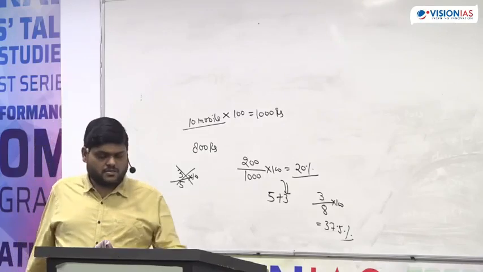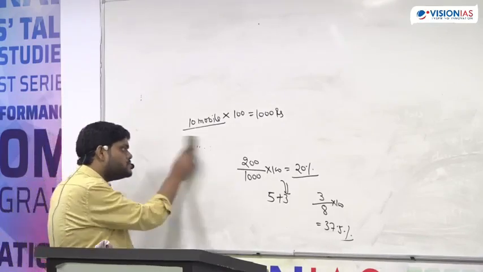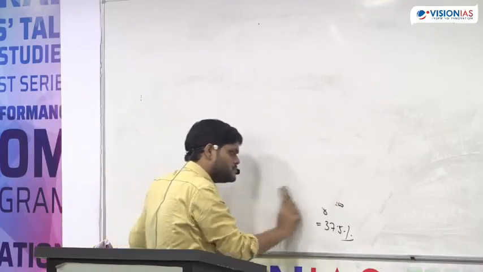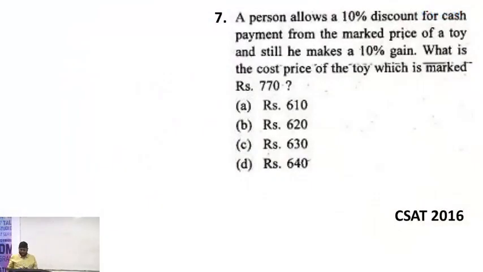Try question number 7. A person allows a 10% discount for cash payment from the mark price of a toy and still he makes a 10% gain. What is the cost price of the toy which is marked at 770 rupees?